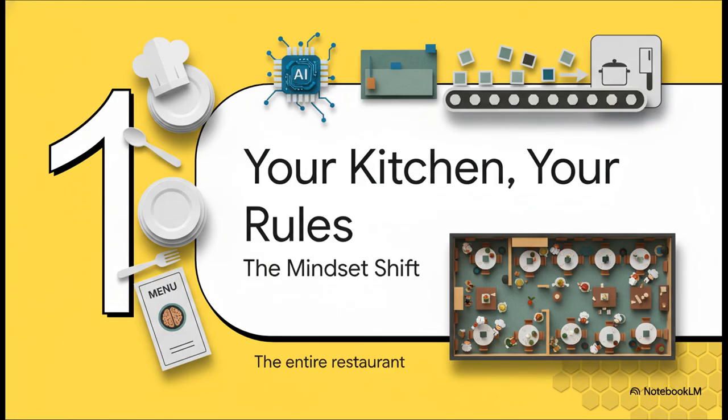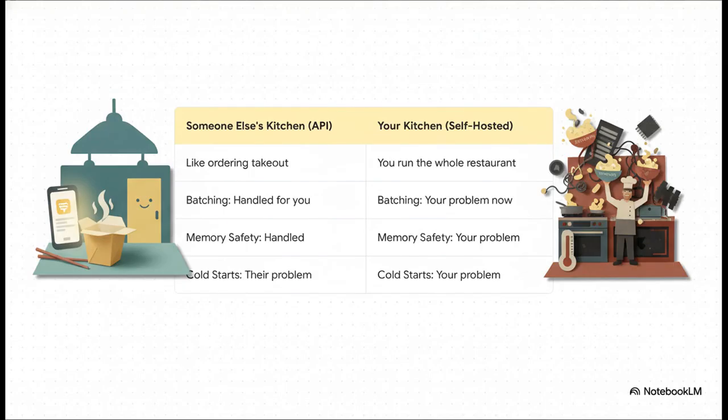You have to stop thinking like you're just ordering food and start thinking like you're the one responsible for the entire restaurant. When you're just using a managed API from a provider like OpenAI or Anthropic, it's like ordering takeout. They handle all the messy kitchen stuff, like grouping requests efficiently, stopping memory crashes, and keeping the servers warm. But the moment you self-host your own fine-tuned model, all that responsibility lands right on your plate.